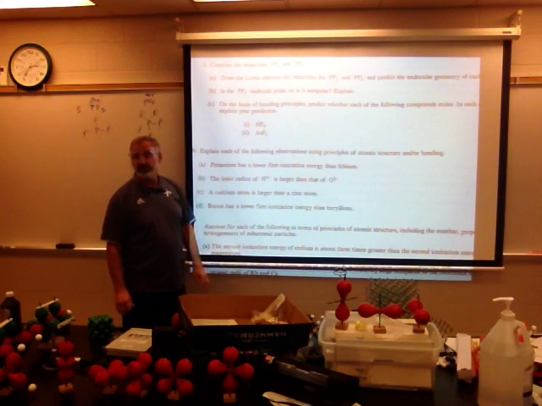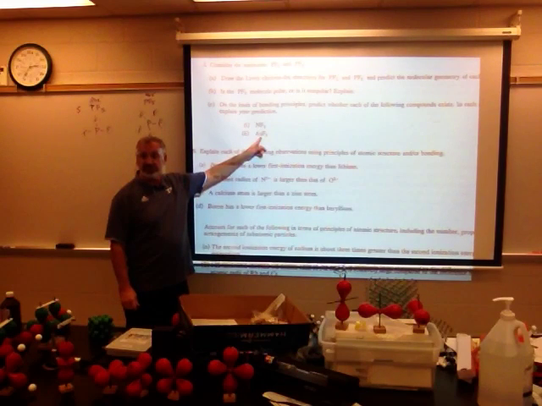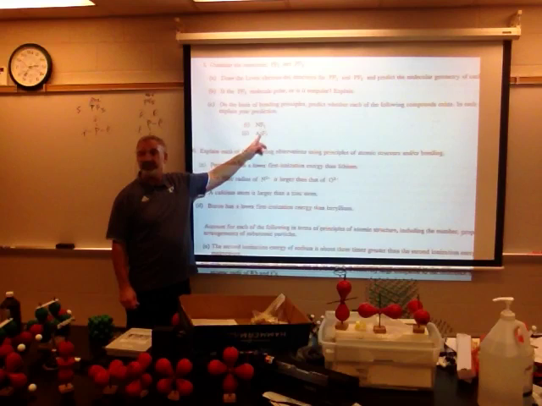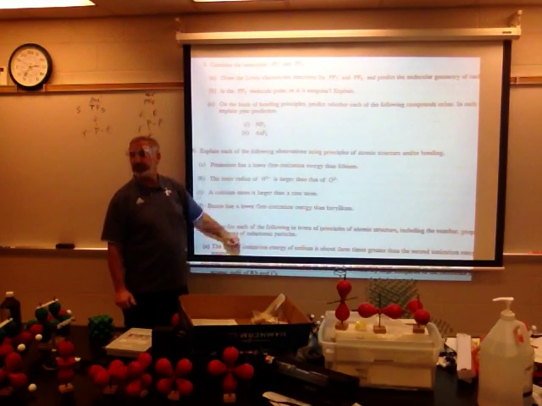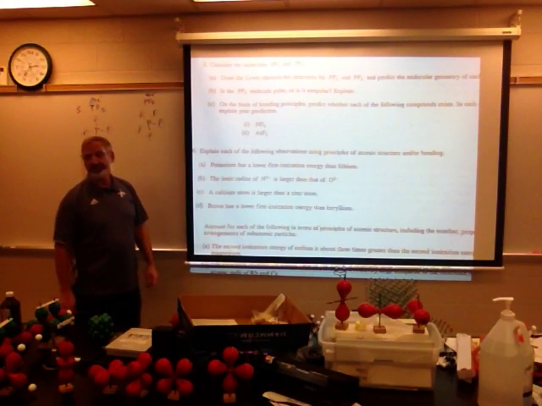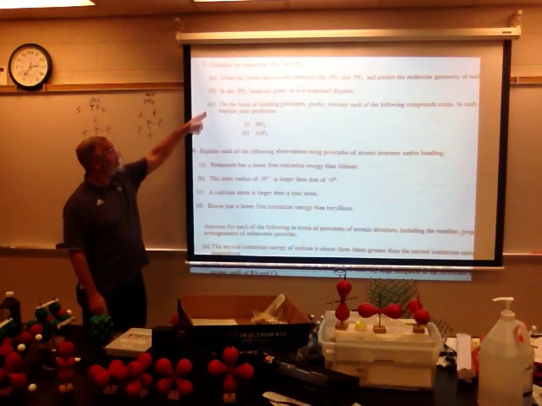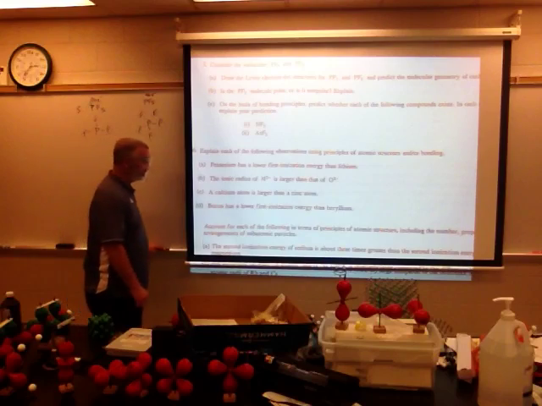Whereas AsF5, arsenic, is a much larger atom. It does exist because it's large enough to form an expanded octet. Okay, one's too small and one's big enough. All right? Now, remember this PF3 and PF5 one.